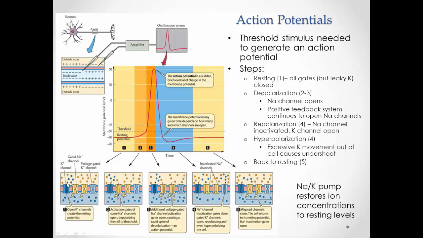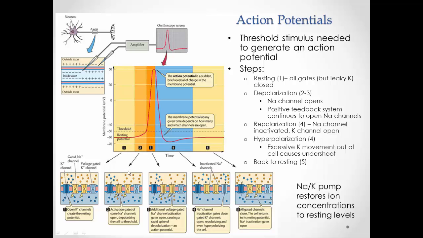Now there's a few leaky potassium channels. Think of this as your dripping kitchen sink that just won't fix itself. I mean, there's a little potassium leaking out. That's okay. It doesn't really matter. It doesn't change or affect anything we're looking at.